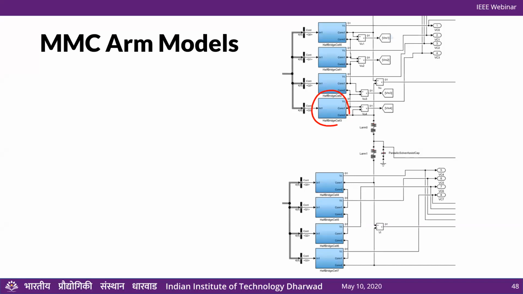Okay, so a couple of things of note here. These are the modulation signals coming in, 4 modules in the top arm, 4 modules here in the bottom arm. One thing that you notice here is that I've had to add explicit L and R, otherwise Simulink doesn't like it.